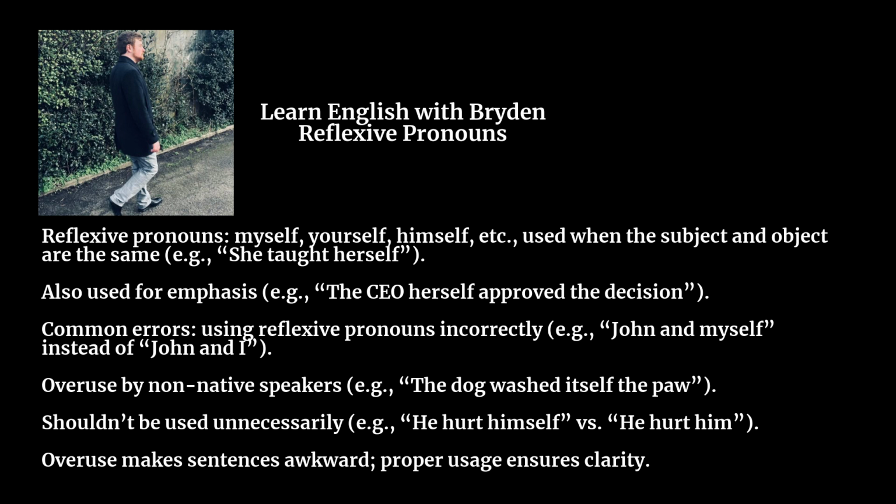Non-native speakers may face additional challenges with reflexive pronouns due to differences in how these pronouns are used in their native languages. Some languages employ reflexive forms more extensively, leading to overuse in English. For example, a learner might say, "The dog washed itself the paw," mimicking constructions from their native tongue, instead of "The dog washed its paw."